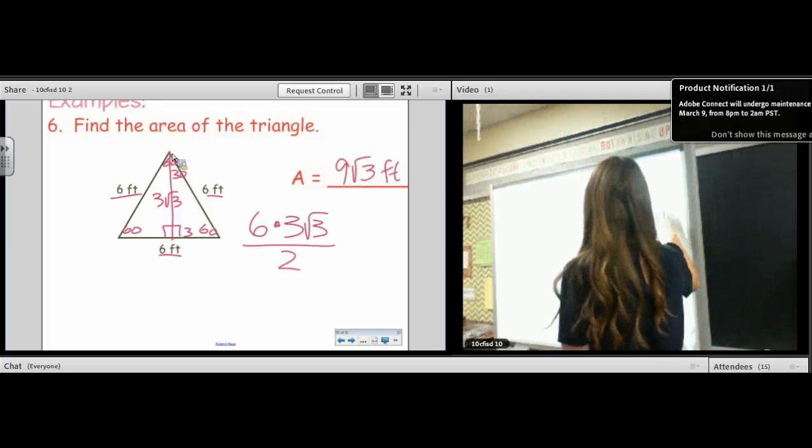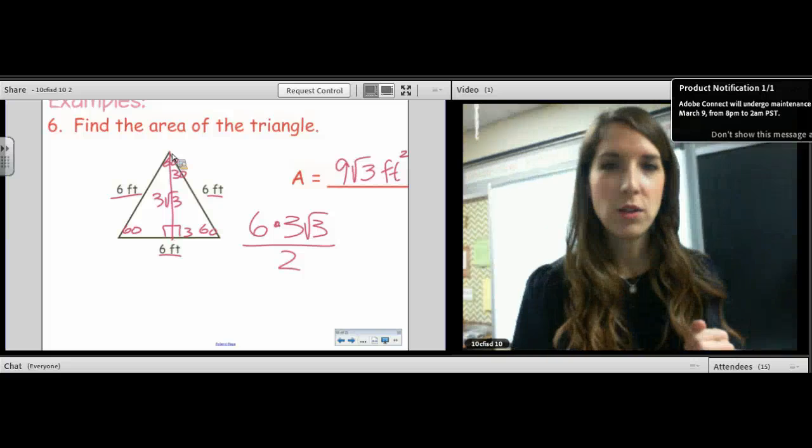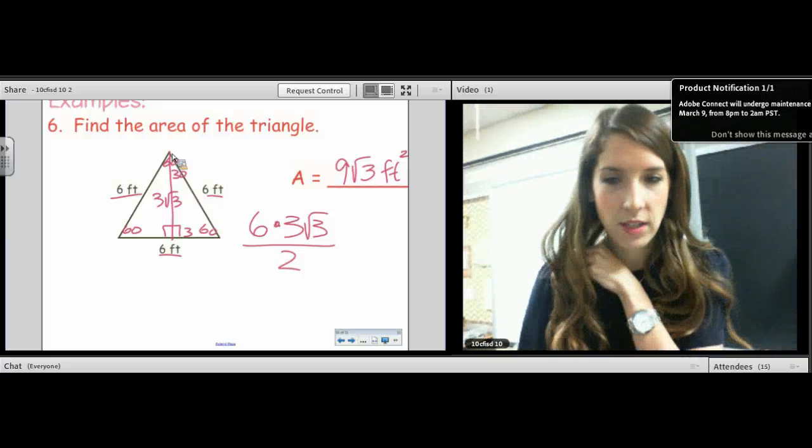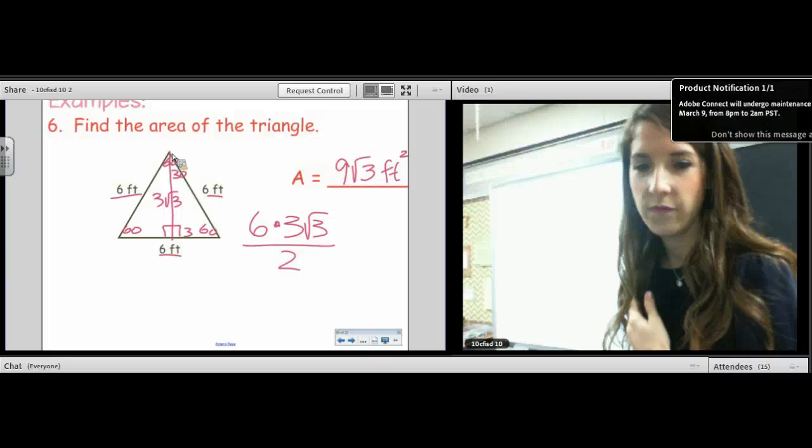And I saw people still not dividing by 2 for the third time in a row. We've got to divide by 2. Not an option.